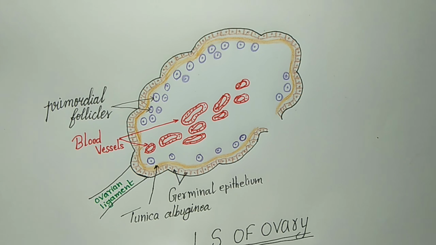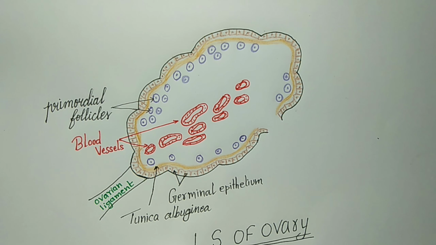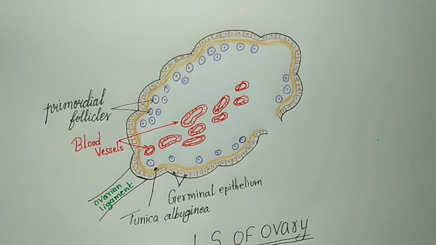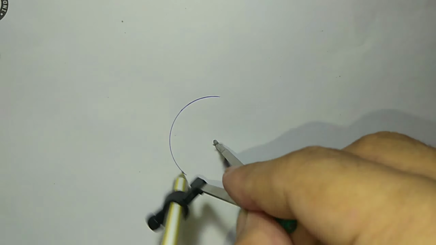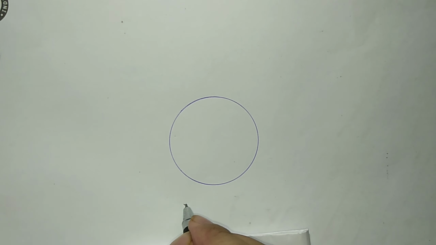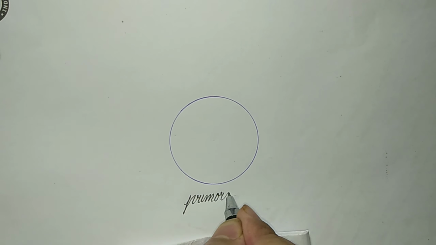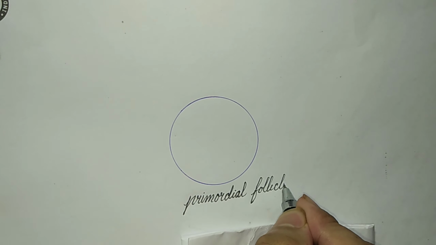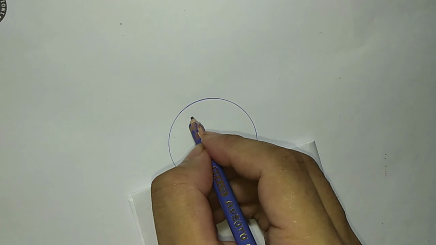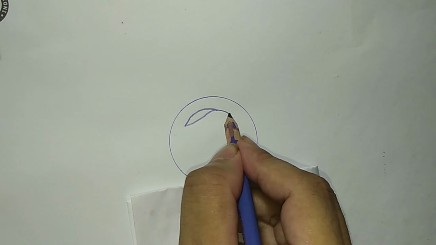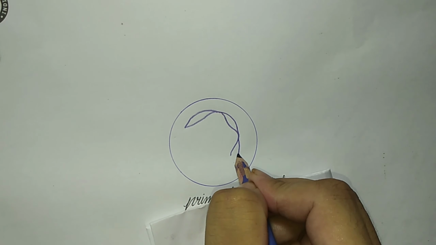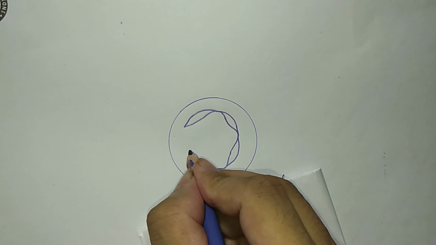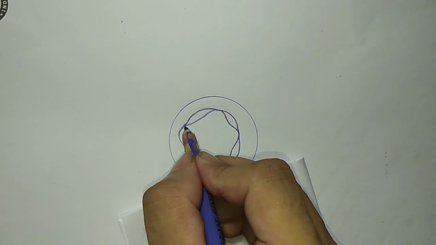They are surrounded by a single layer of squamous follicular cells. Primordial follicles contain immature, small primary oocytes. Here is the structure of primordial follicle. And as we know, the primary oocyte gradually increases in size as the follicles develop into primary, secondary and mature follicles.